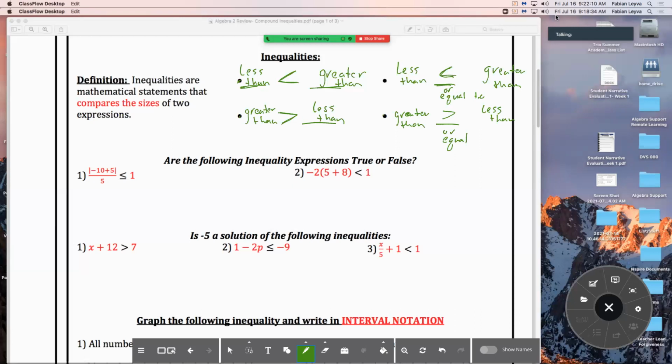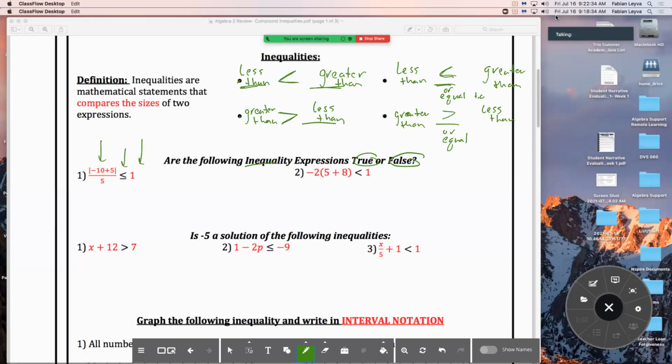All right, so hopefully that was a good basis. Let's start doing some basic problems to see if we got this down and we understand what these mathematical symbols are telling us. Looking at number 1 and 2, I want you to let me know if the following inequality expressions are true or false. Notice here in number 1, I have a left side, I have a right side.